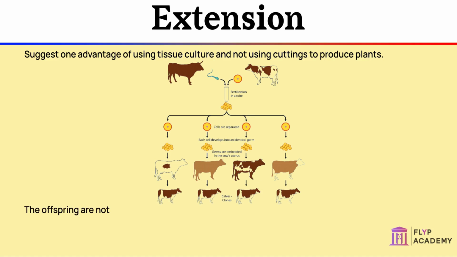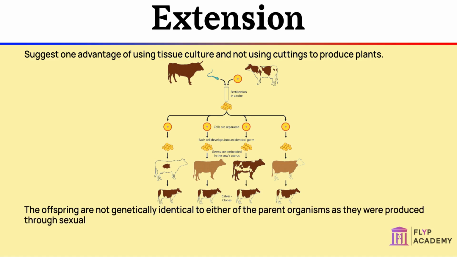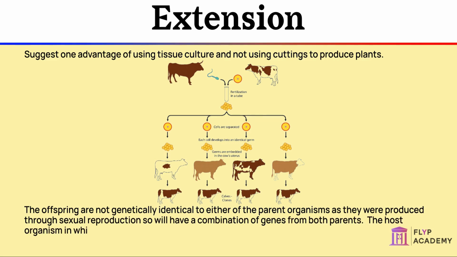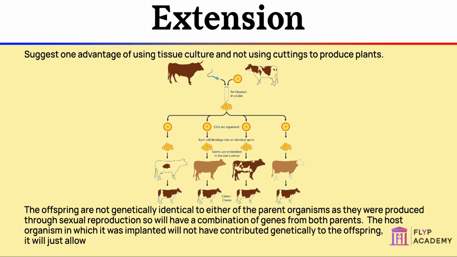The offspring are not genetically identical to either of the parent organisms, as they were produced through sexual reproduction, so will have a combination of genes from both parents. The host organism in which it was implanted will not have contributed genetically to the offspring. It will just allow it to develop.